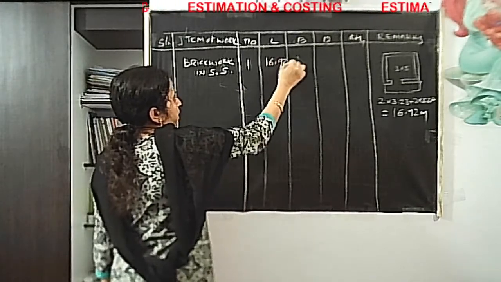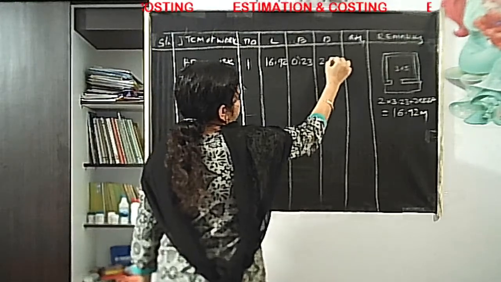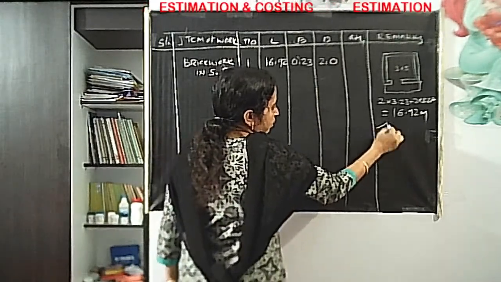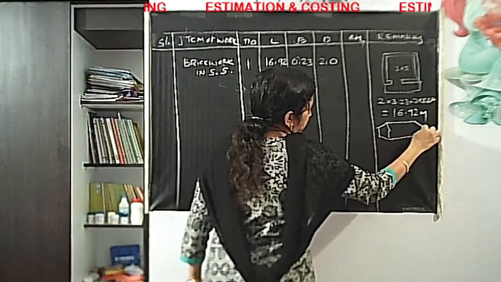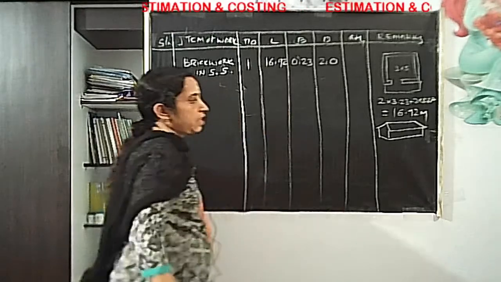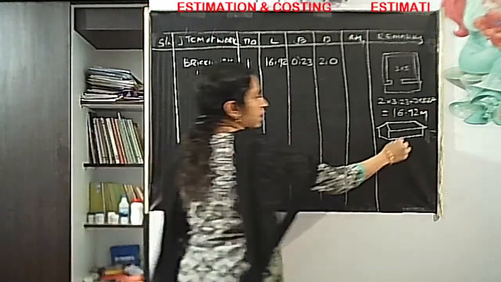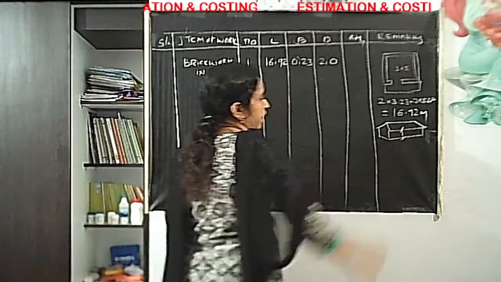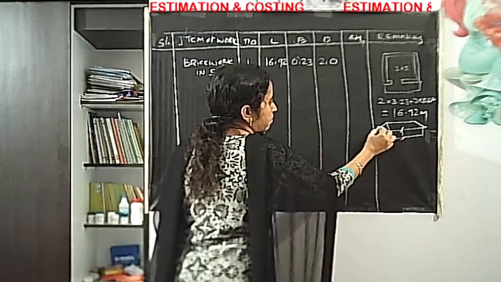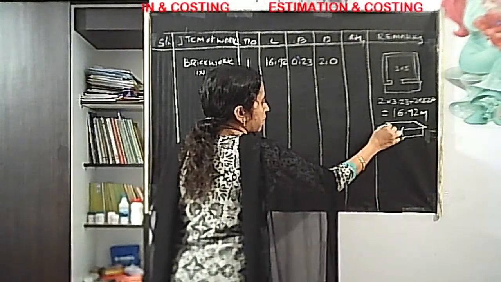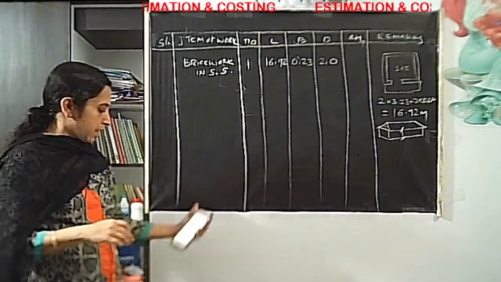So 16.92, breadth of the wall is 0.23. We are taking depth as 2 meter. As I told, you have the building like this. We are taking the height of the wall as 2 meter up till here. Later on I will add up the gable portion.